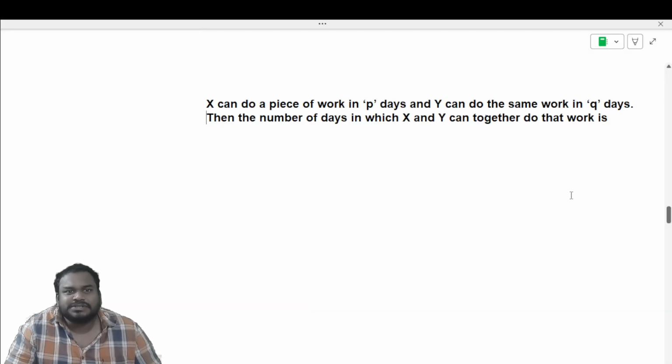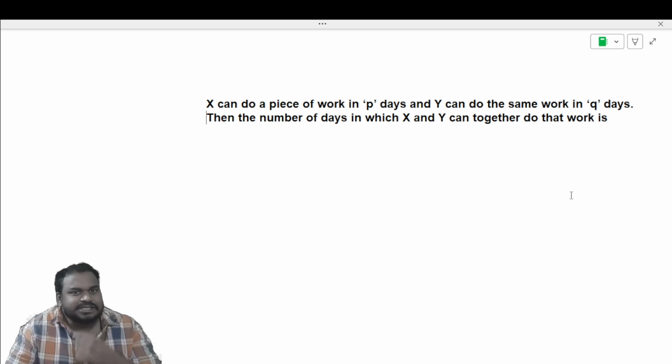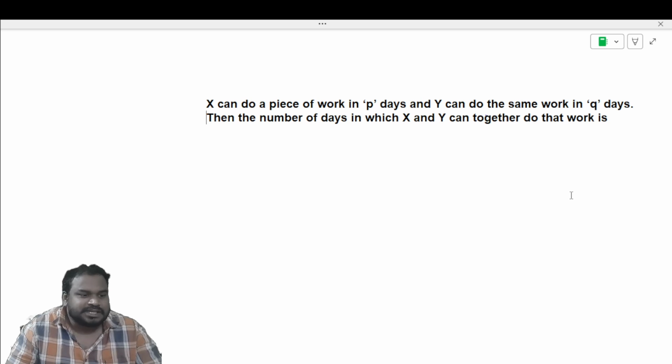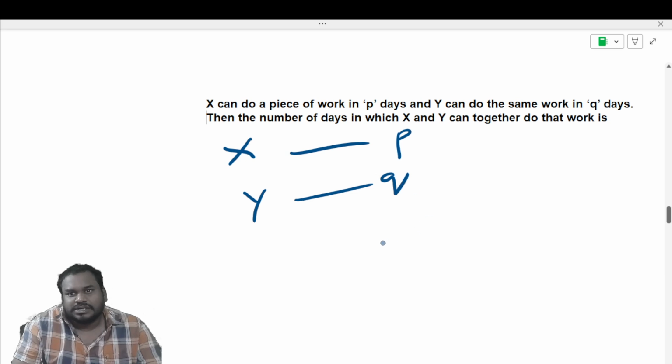X can do a piece of work in P days and Y can do the same work in Q days. Then the number of days in which X and Y can together do that work is? See, X can do it in P days and Y can do it in Q days. Then the number of days in which X and Y can together do that work.